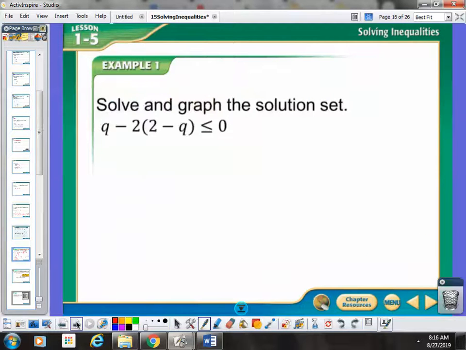q minus 2, parentheses, 2 minus q, close parentheses, is less than or equal to 0. Do you agree that we should distribute first? Let's start with that. I'm going to distribute the negative 2. So negative 2 times 2 is negative 4. Negative 2 times negative q is a positive 2q, is less than or equal to 0.